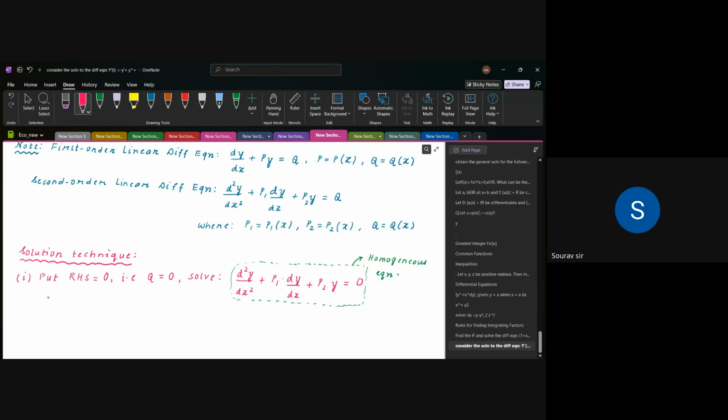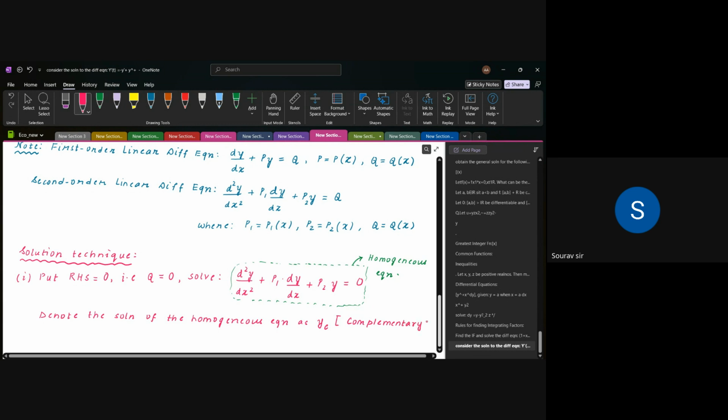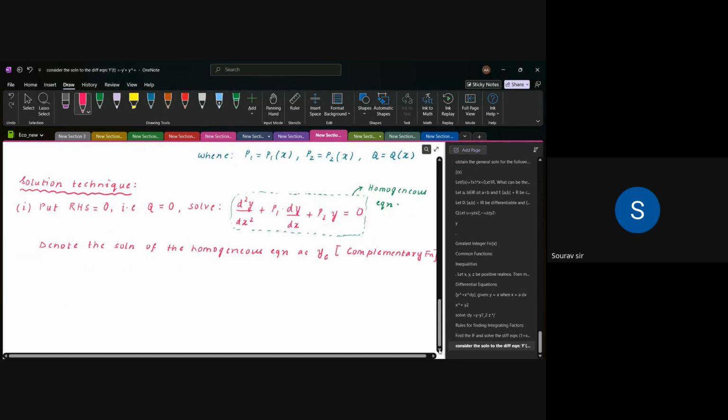Whatever solution we get from here, we will denote the solution of the homogeneous equation as y subscript c. This is known as the complementary function. This is the first step.